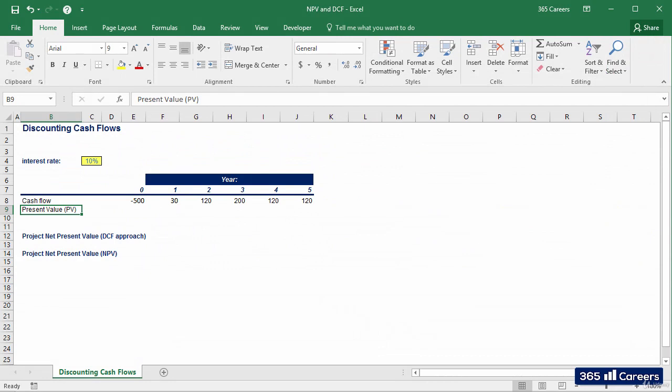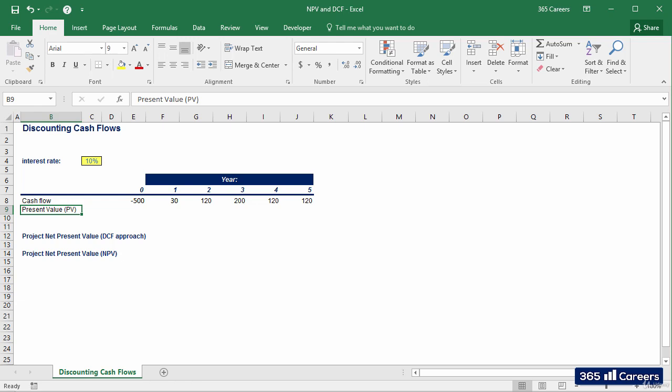Determining the value of a project can be challenging because of the time value of money. As we already know, a dollar earned in the future is not equal to a dollar earned today. Discounting cash flows and obtaining their present value is a way to account for this.